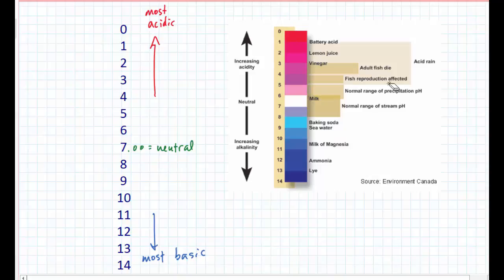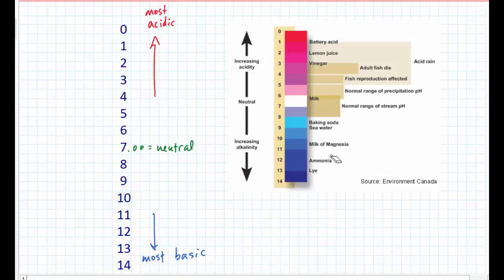Okay? This was sort of from an environmental source. So normal stream, here's precipitation gets a little bit more acidic. Acid rain can be caused from pollution sources that make the rain even more acidic than normal. So acid rain could be anywhere between 1 and 4, but adult fish can die when their pH approaches 3 or something like that. So on the basic side, baking soda, seawater is slightly basic. Here's milk of magnesia, an old-fashioned antacid. Right? Antacids are bases because they neutralize acids.